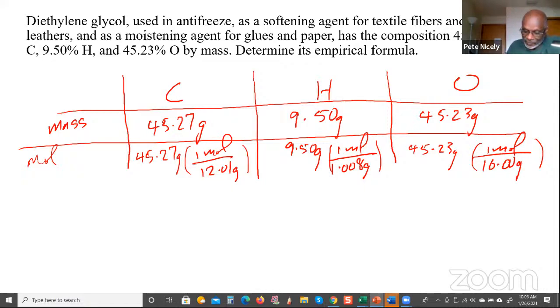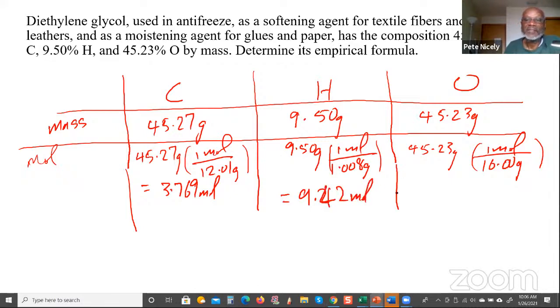In the case of carbon, it's 45.27 divided by 12.01, and rounded off to 4 sig figs that would be 3.769 moles. In the case of hydrogen, we divide 9.50 by 1.008, and rounded off to 3 sig figs you get 9.42 moles. Finally, in the case of oxygen, 45.23 divided by 16 gives you 2.827 moles, rounded off to 4 sig figs.